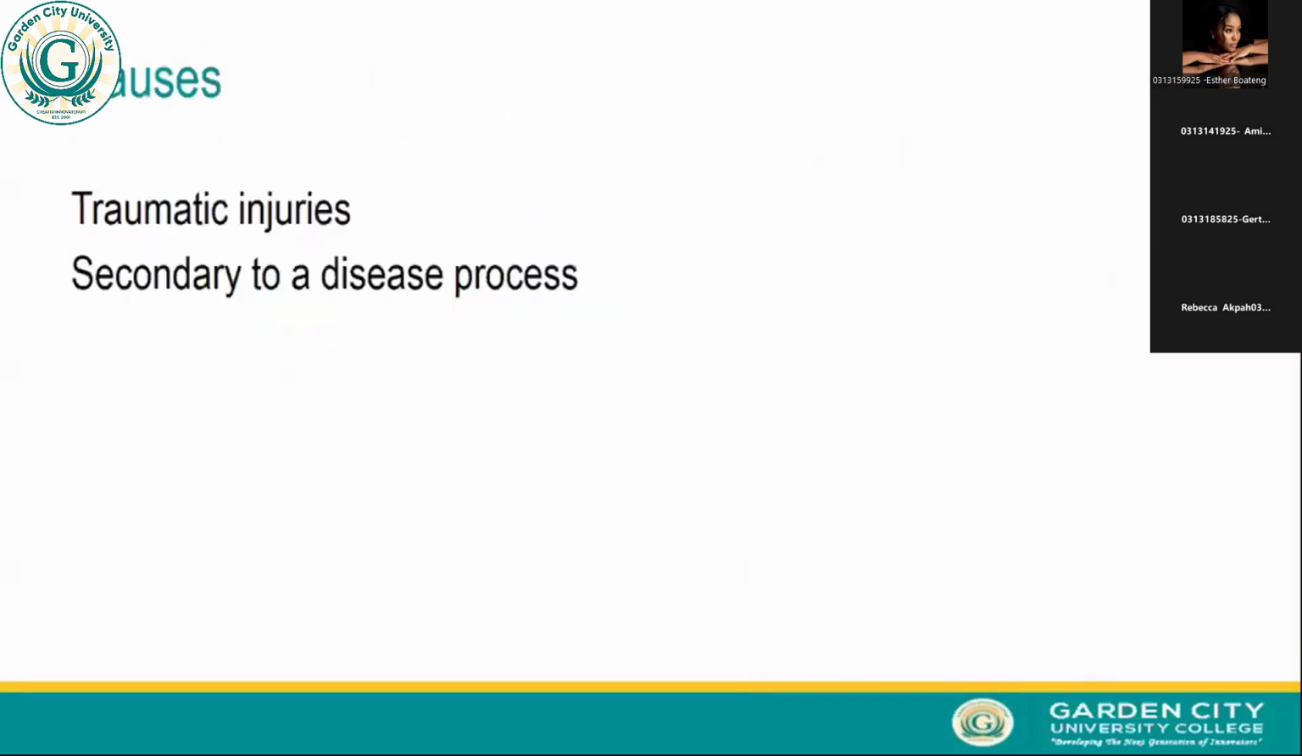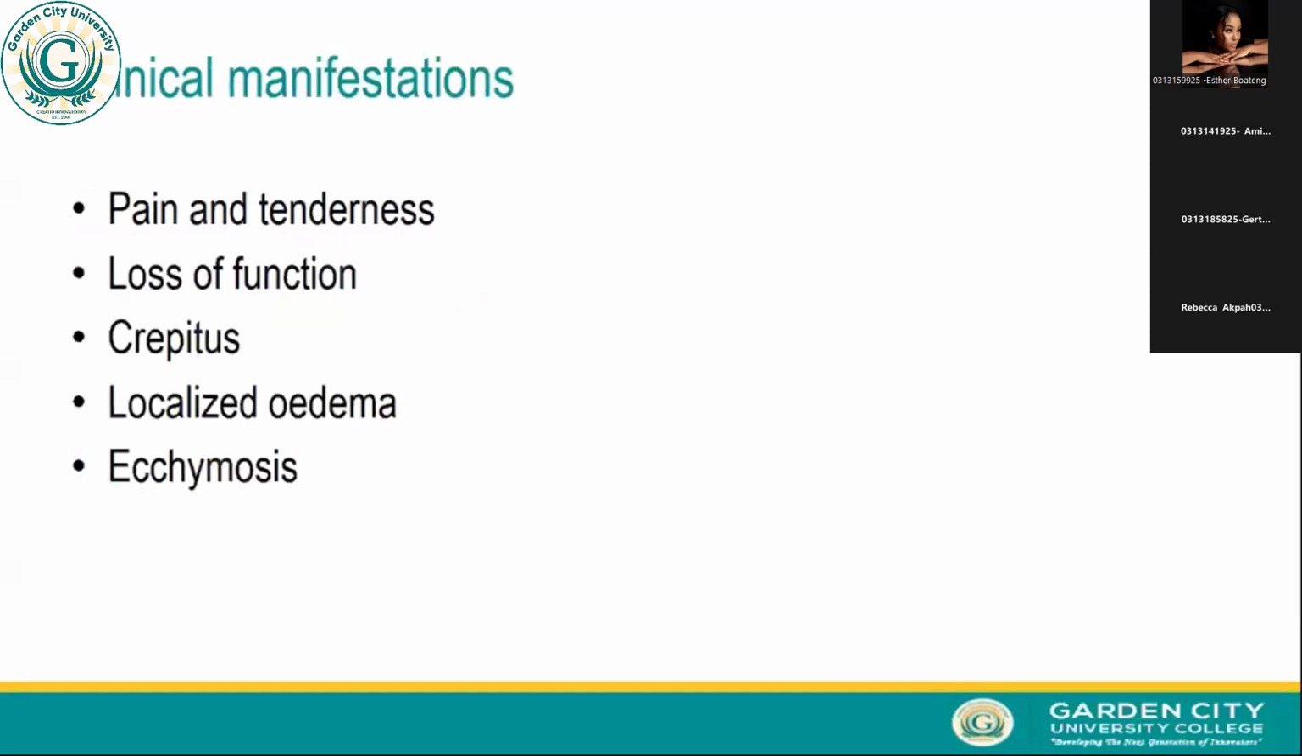All right, causes. For fractures generally, it's all about trauma. And if it's as a result of disease conditions, we've talked about the pathological fractures. So clinical manifestations: pain, tenderness, loss of function, deformity, shortening of the extremities. We have crepitus, localized edema, ecchymosis, muscle spasms. These are all some of the clinical manifestations you find.